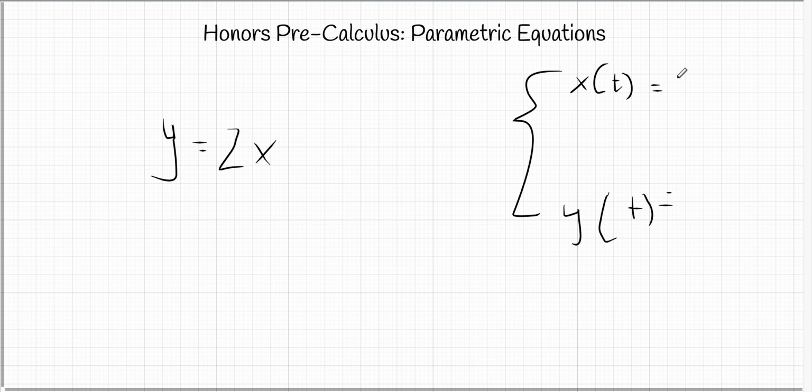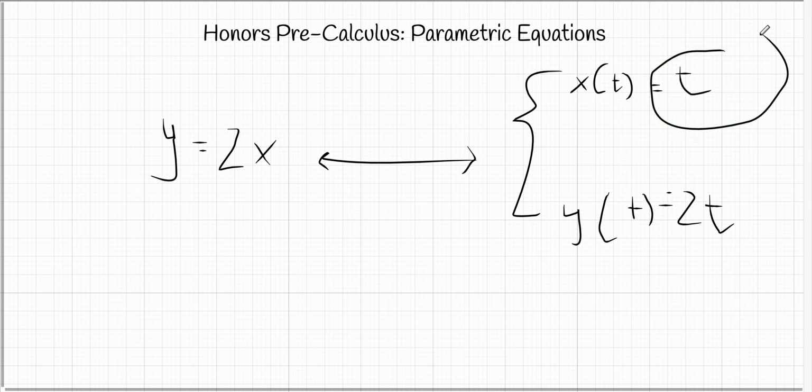So for simplicity's sake, let's say x of t is equal to t, y of t is equal to 2t. This looks complicated, but it's actually exactly the same as this rectangular equation over here. And we'll get into converting between them a bit later. But a few things first. This is a set of parametric equations. t is called the parameter because it's the variable that both equations are based on. It's the independent variable of both functions.